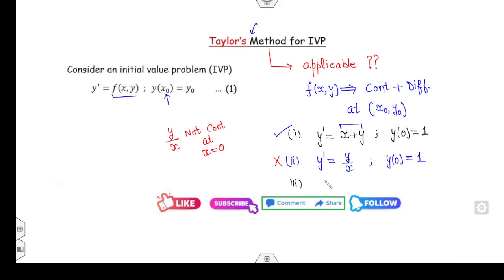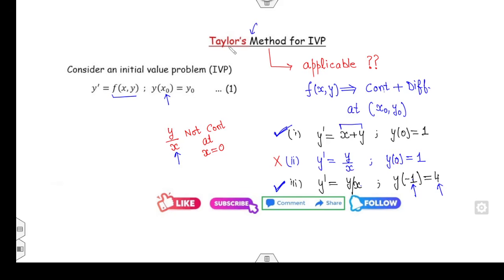However, if I change my initial condition, say the function is the same, and the initial condition is y of -1 is 4. Now clearly y over x is continuous at the point (-1, 4). Then yes, you can apply the Taylor series method for the third example.